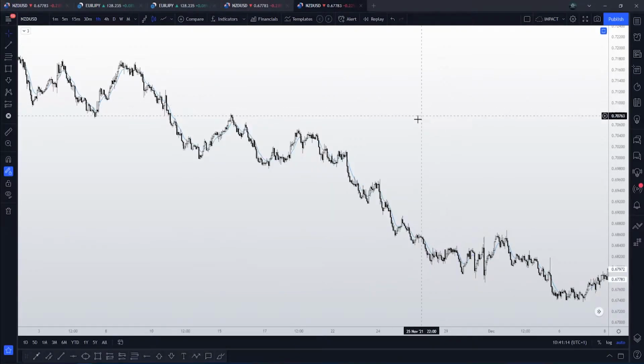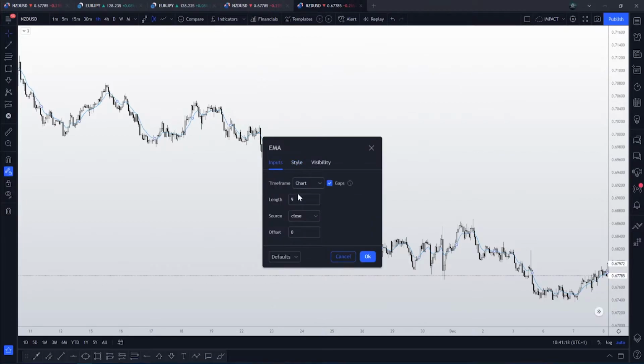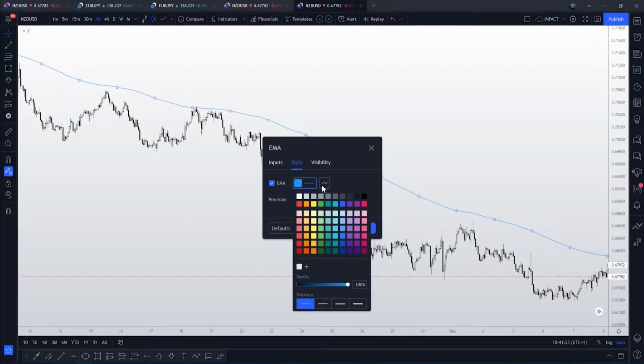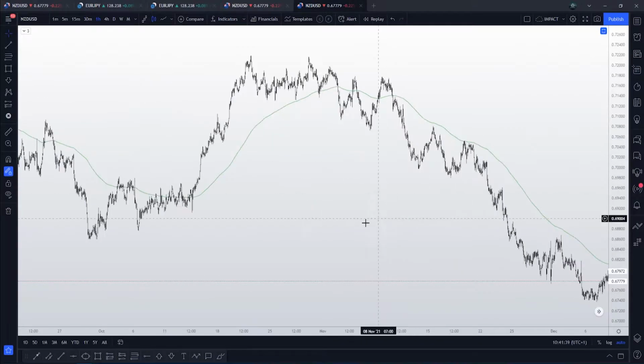Close the window and double click on the moving average to open its settings. Leave everything as it is except length. Change length to 200. Then go to style, and I always give my moving averages the same color, so I always immediately know which one it is. The 200 EMA is always green for me. So let's choose green and click OK. Now the green line is a 200 exponential moving average.